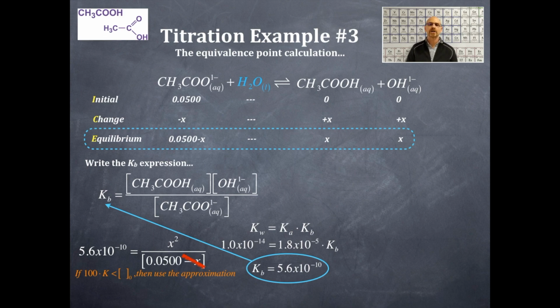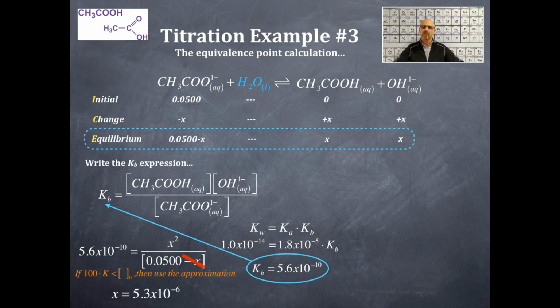So mathematically, you're going to plug this into your calculator like the following. That is 5.6 times 10 to the -10 times 0.0500. Take the square root of that, and bam, that's the number you're going to get. X is equal to 5.3 times 10 to the -6.